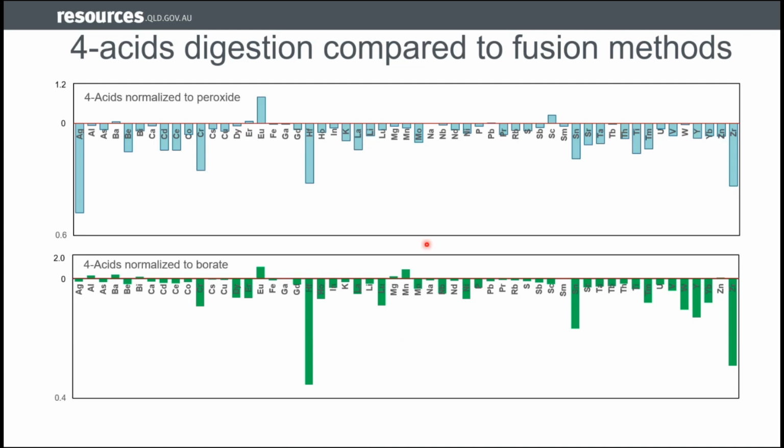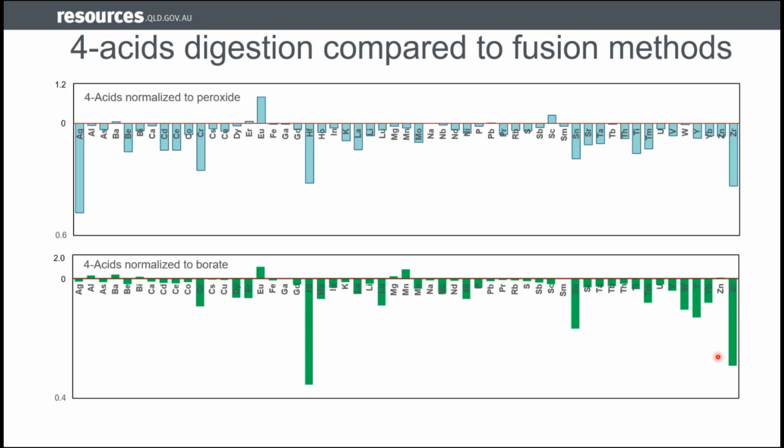And there are about 15 to 17 elements in both the borate and the peroxide that are incompletely digested using these digestion methods. This looks a bit deceiving because I should have put the same scale; this is a log scale, and this is 0.6 and this is 0.4. But if you squash the bottom ones up, you find that they are very similar, except for silver in this case. And there's an explanation for that.